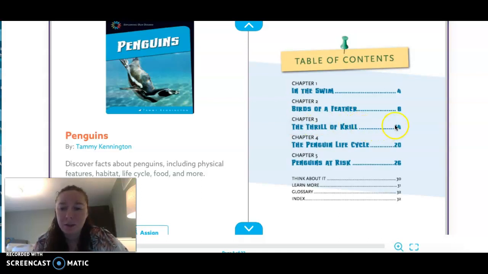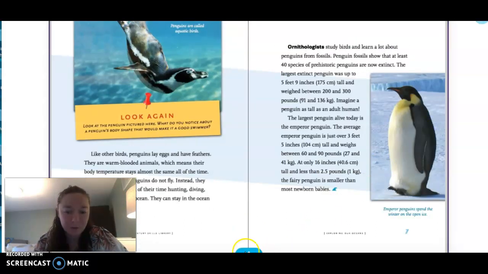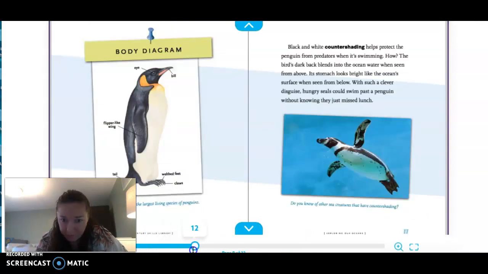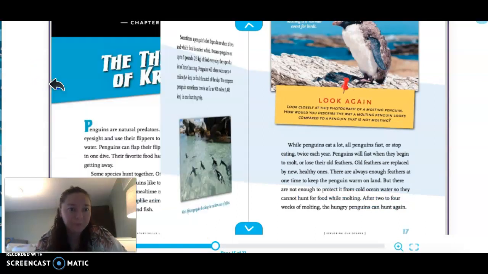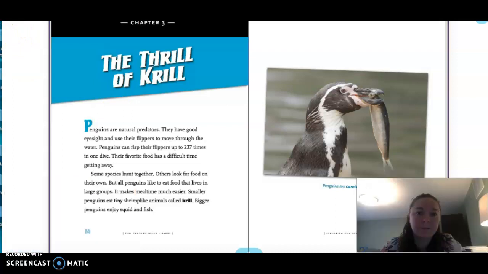So I'm going to go check out page 14. You can do this by changing the pages here, or I'm going to use this little arrow and slide this way. 12, 14. Too far. Oh, perfect. Here's a picture of a penguin with a fish in its mouth. And it says penguins are carnivores, meaning that they eat meat. So I'm going to go ahead and say I was right. This is a chapter about the penguin's diet.